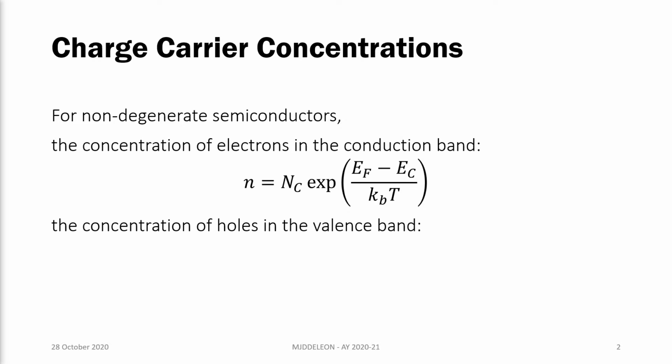temperature of the semiconductor. Similarly, for the concentration of holes in the valence band, again in a non-degenerate semiconductor, p is equal to Nv exponential of (EV minus EF) over kBT, where Nv is the valence band effective density of states, EV is the top of the valence band, EF is the Fermi energy level, and T is the temperature of the semiconductor. Also, kB is your Boltzmann constant.